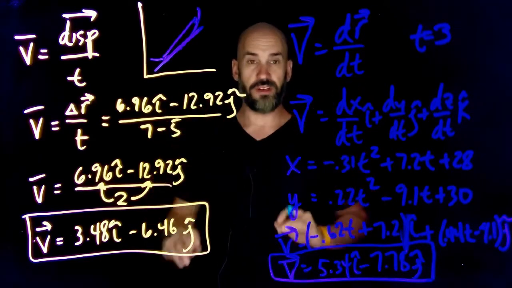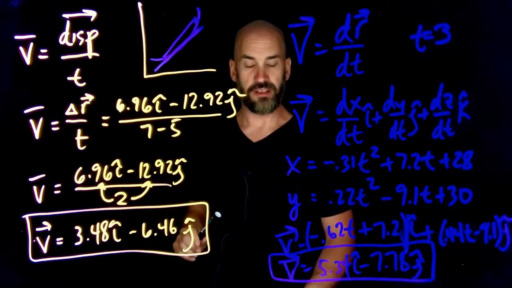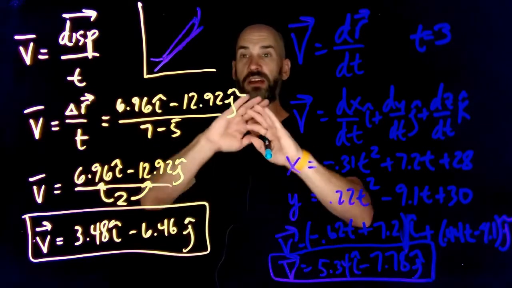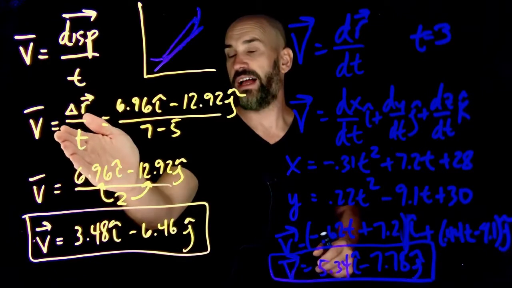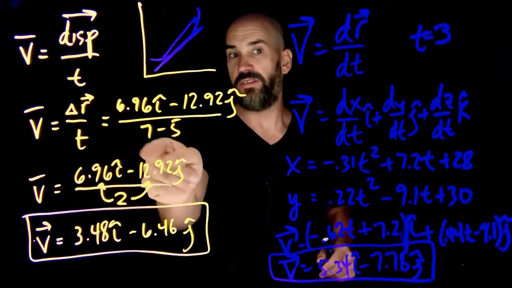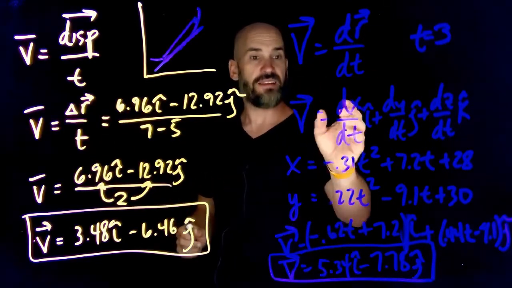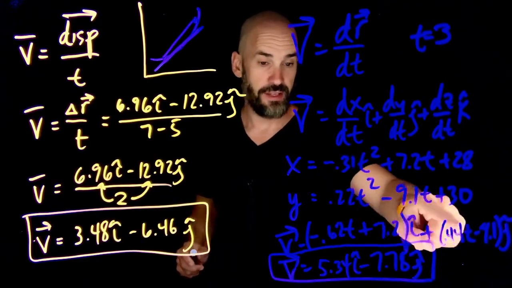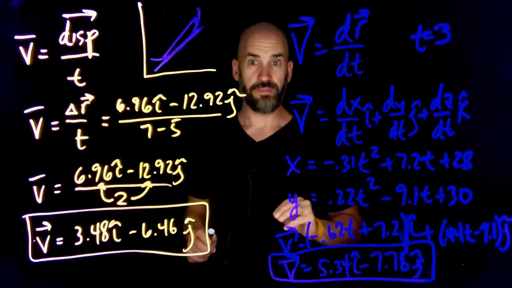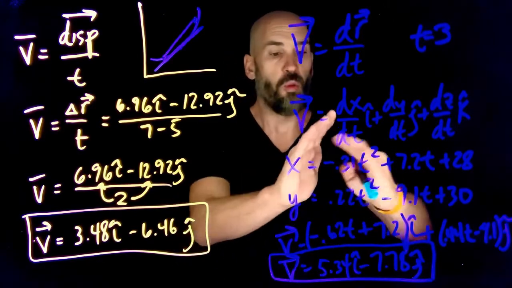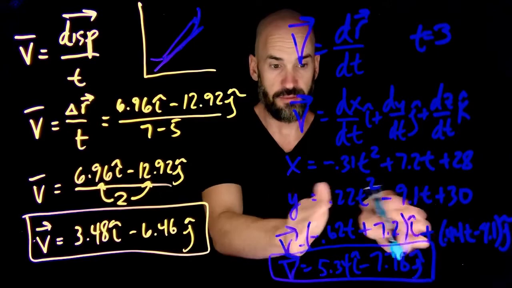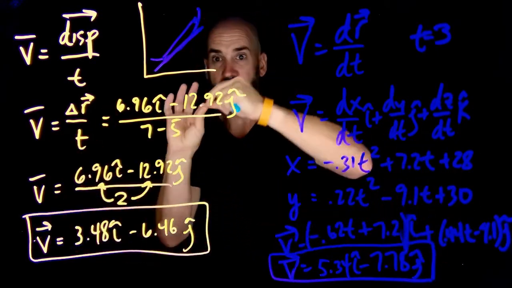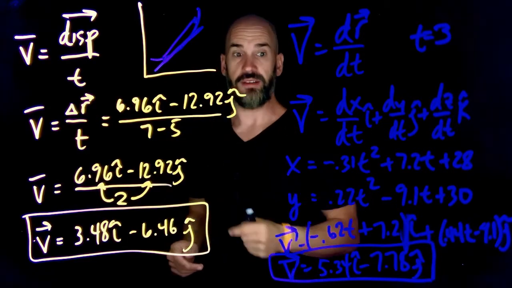Feel free to stop the video at this point and go through the process. But really all we're saying here is that your average velocity is your displacement vector divided by time. If you want instantaneous velocity, then you have to take the derivatives with respect to time, substitute in the time, and get your velocity vector at that point. This is at one specific time, while this is at an interval, in this case 2 seconds.